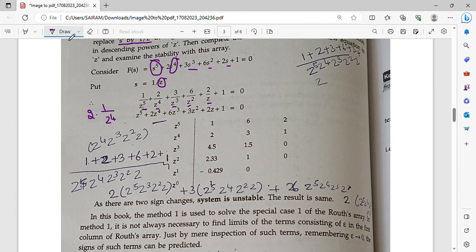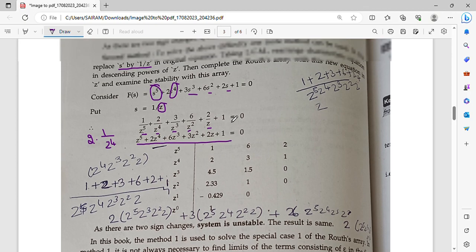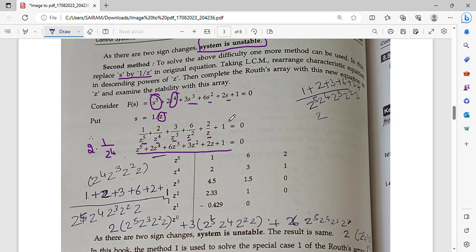Now after this, what should we do? Here you see this, so how to simplify it? It is nothing but you're supposed to take the LCM. So by taking the LCM, rearrange the characteristic equation in descending powers of z, right? When you rearrange it in descending powers of z by taking an LCM, you're going to get this resultant.